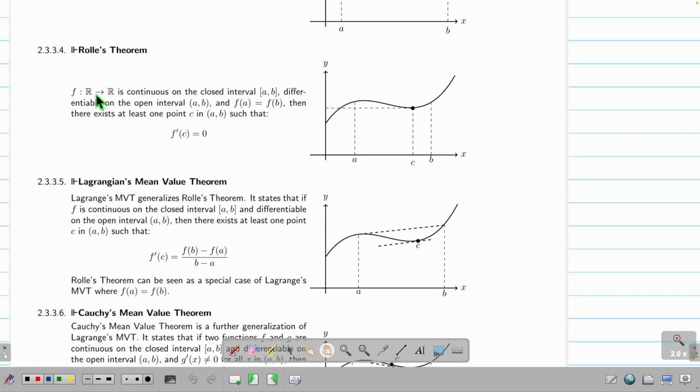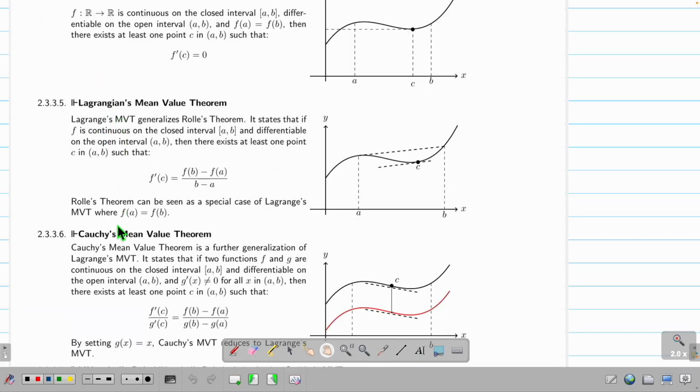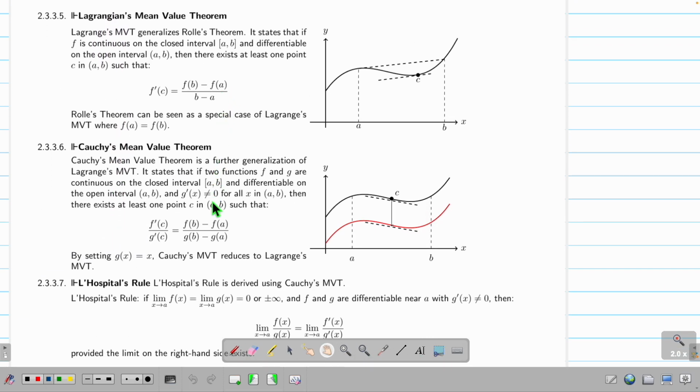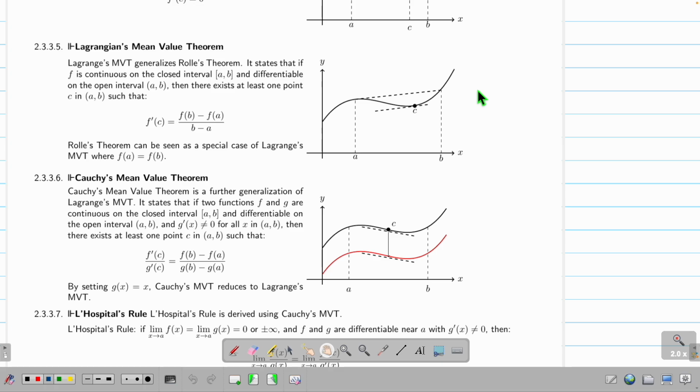And this one has two brothers. One is called Lagrange, one is called Cauchy, which looks very complicated. What the heck? They are all the same thing. Okay, I go to the conclusion directly.